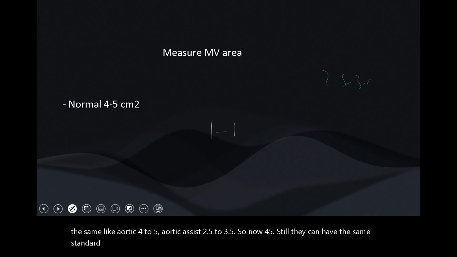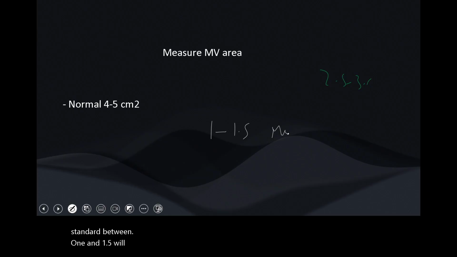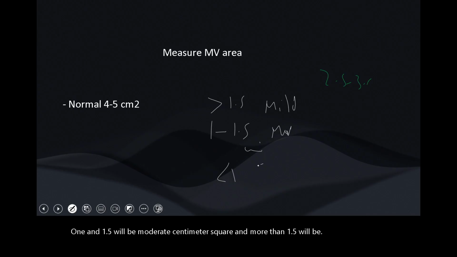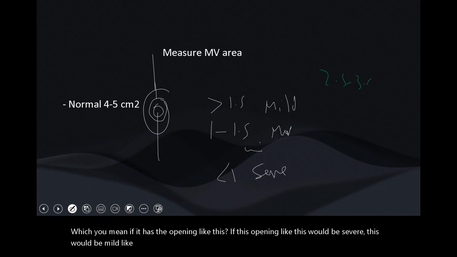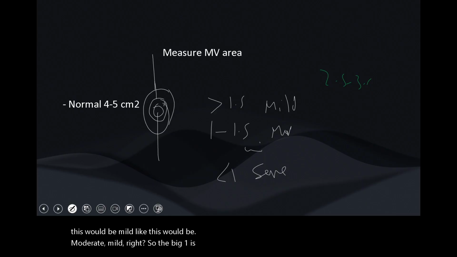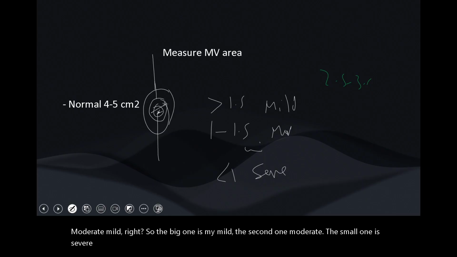Between 1 and 1.5 square centimeters will be moderate, more than 1.5 will be mild, and less than 1 centimeter will be severe. If the opening is like this, this would be severe, this will be mild, and this will be moderate. So the big one is mild, the second one moderate, the small one severe, depending on how the diameter is measured, right? So this is how we do these degrees.